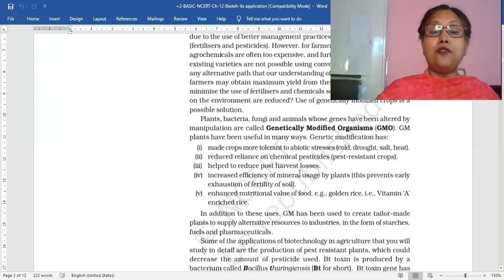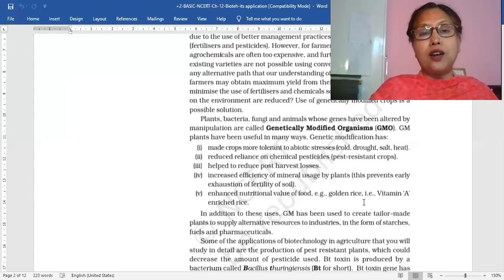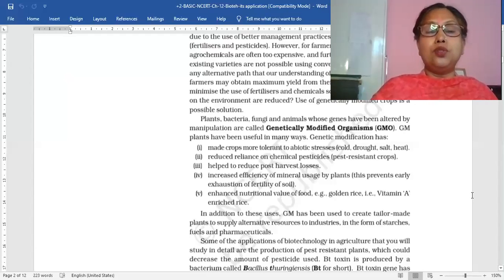Efficiency of mineral usage by plants can also be achieved, and moreover the nutritional value of food can be increased. We already have good examples: golden rice, vitamin A enriched rice. BT cotton is a very good example of controlling pests. This will be part of our next module, children. In this, you studied the introductory part of biotech, why we are going to study biotech and what benefit we are going to have if we study biology.